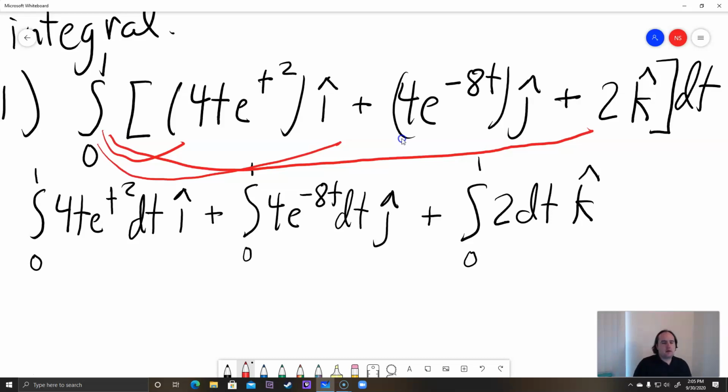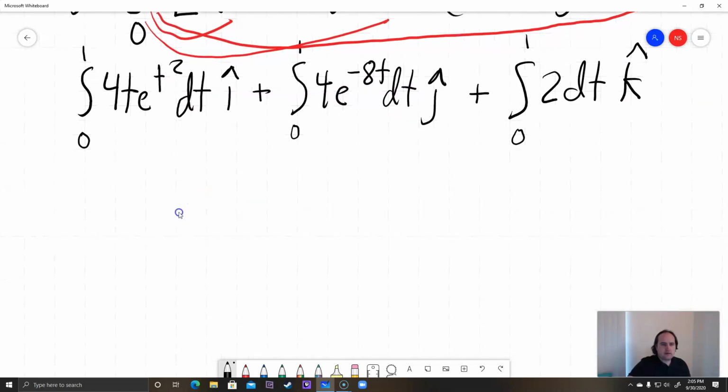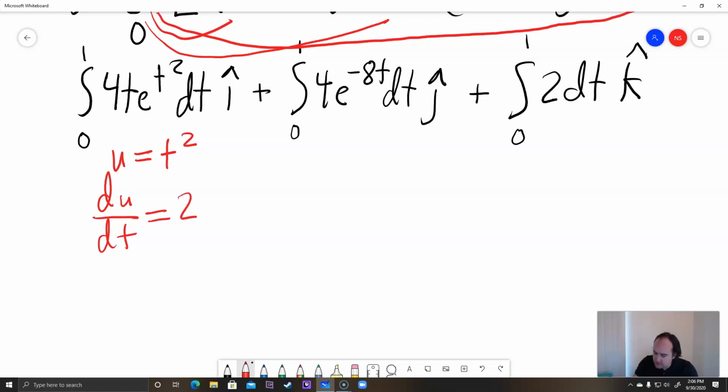Looking at each component, for the first component we're going to have to use u substitution. This is in the form e to the u, where u is t squared. So we have a composite function here, and we want to let u be the inner function of the composite. For this first integral, let u equal t squared. Taking the derivative, we get du/dt equals 2t.